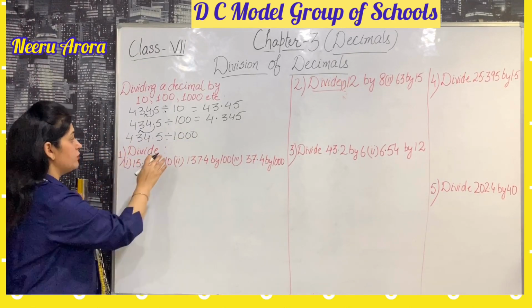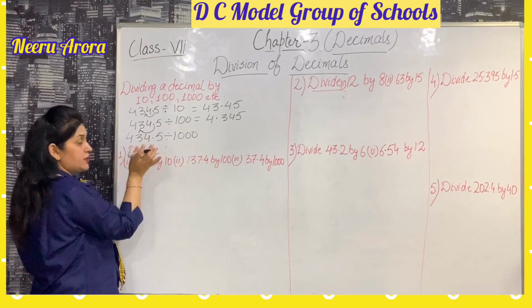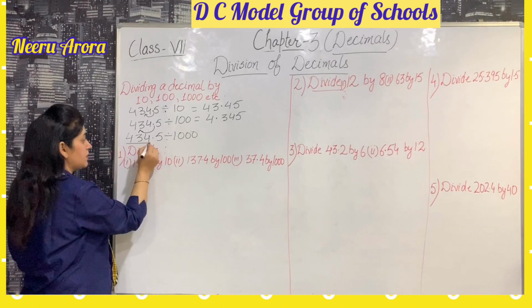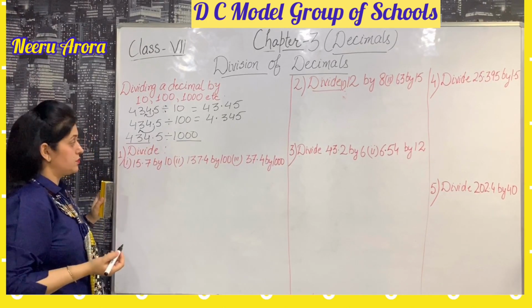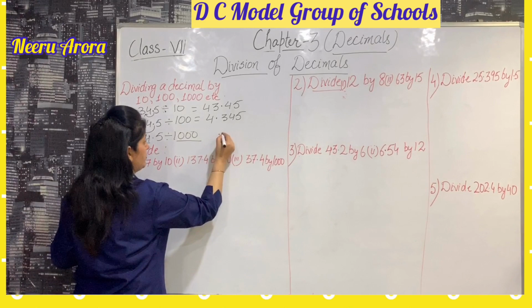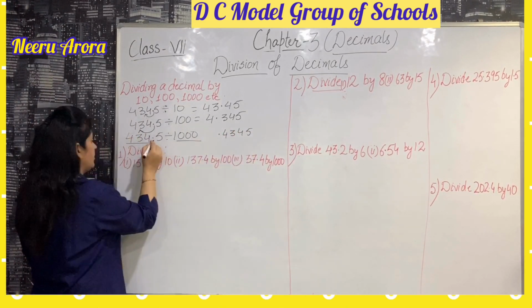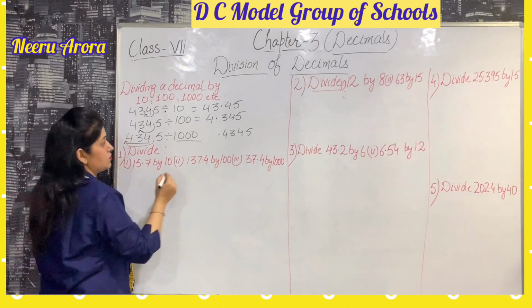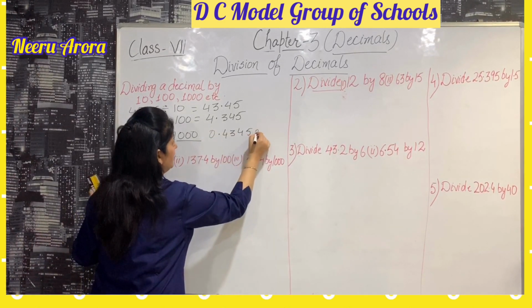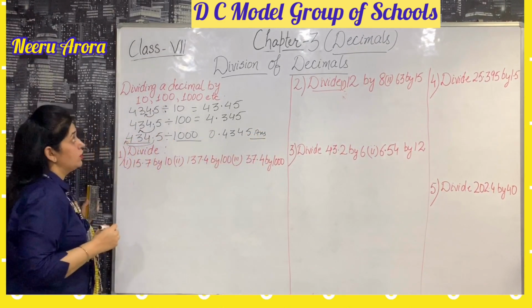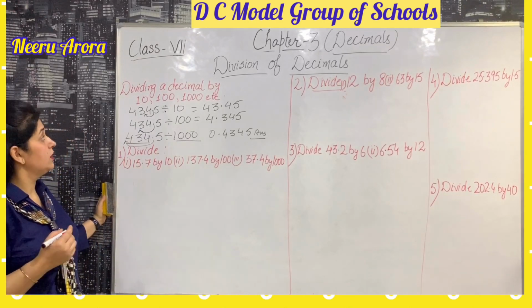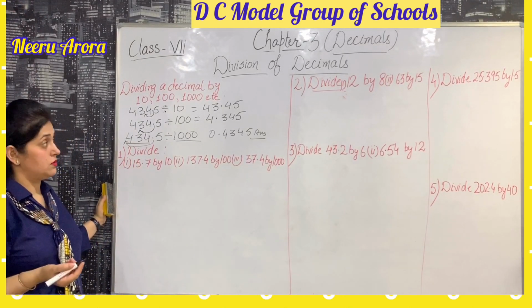So see, the number of zeros and the number of digits shifted to the left are the same. Yes, here there are 3 digits and here 3 zeros. So simply shift 3 digits to the left. We shift this decimal 3 digits to the left. This is our quick way to divide any decimal by 10, 100, 1000.